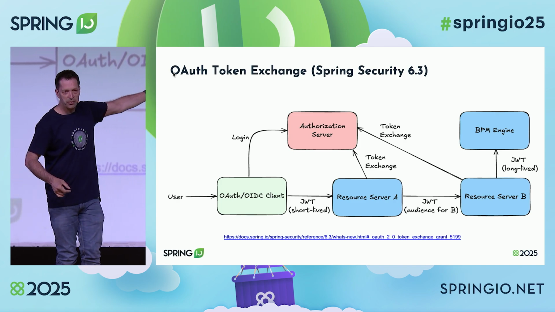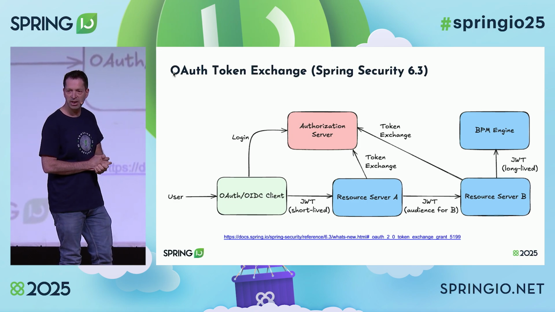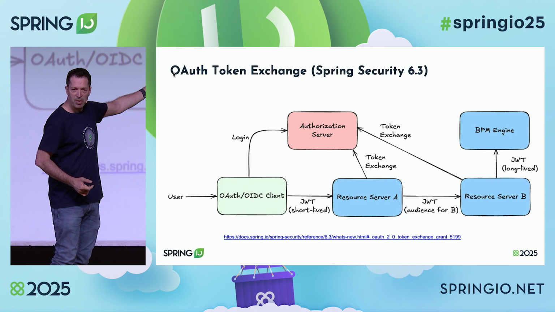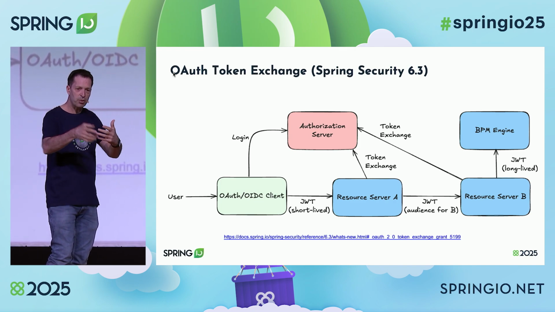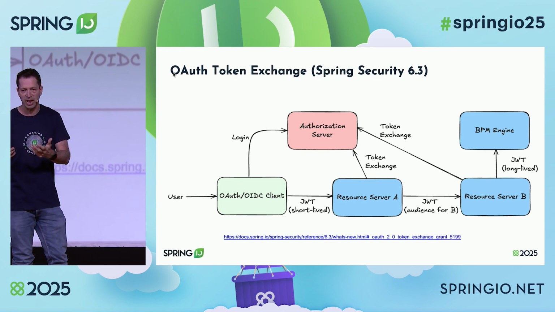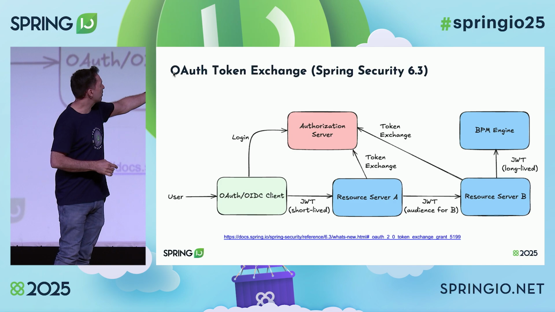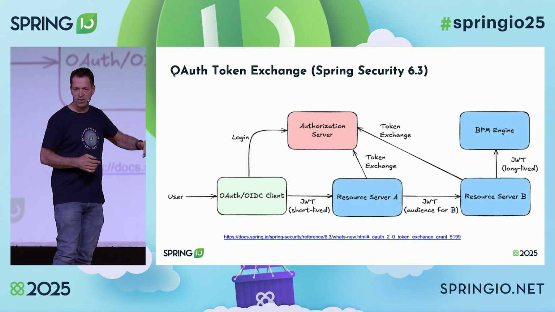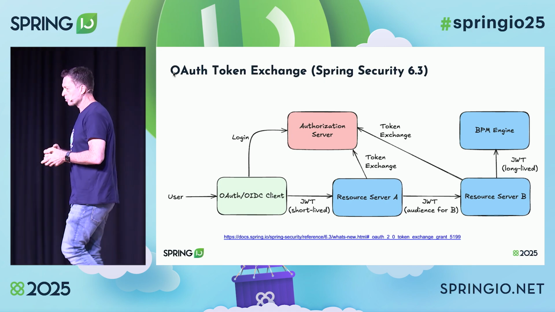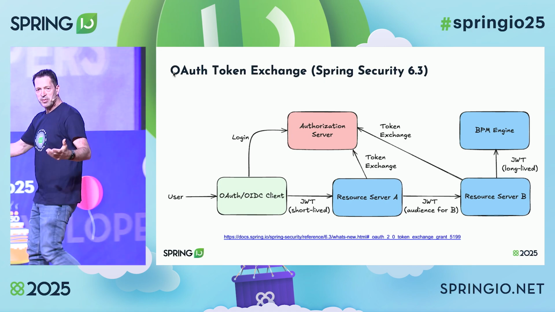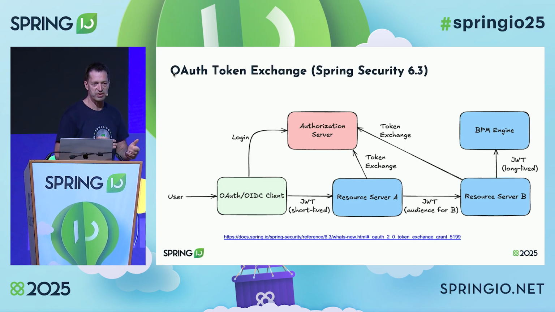Some other problem that you often have is when using a business process management engine, for example. Here you might need really long-lived tokens because you have long processes going on and you don't want to get a new token each and every time in your long process. So you can also have some long-lived token that is exchanged in a special way for that business process management engine. So these are the real-world problems that you usually have when you are dealing with lots of microservices and all that JSON Web Token stuff.